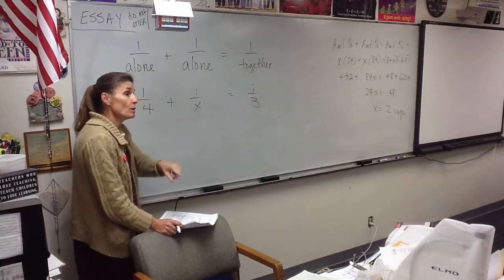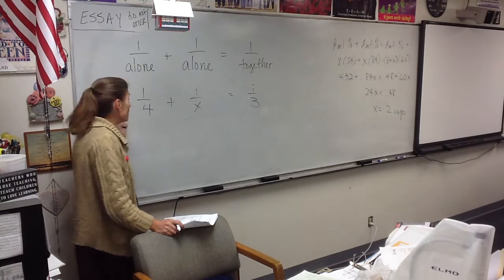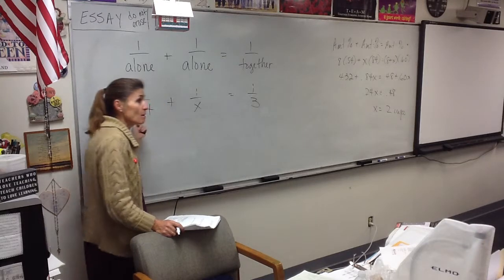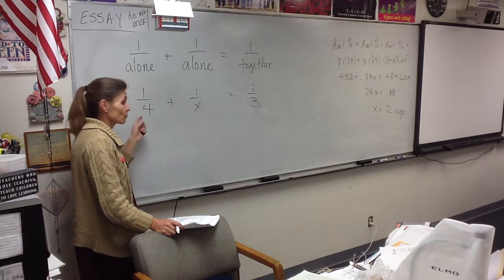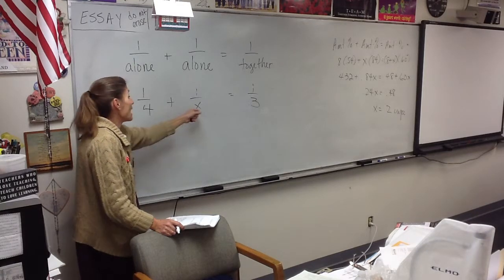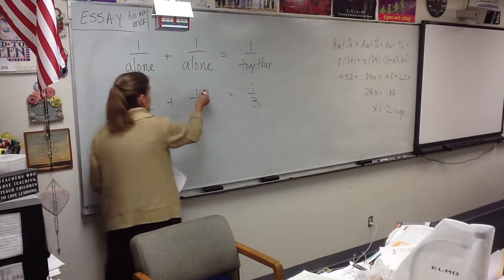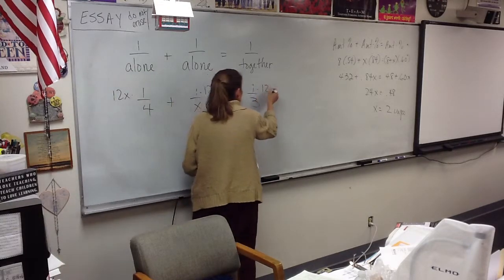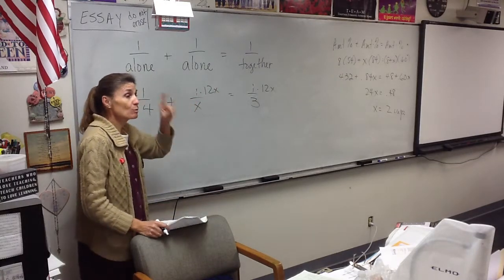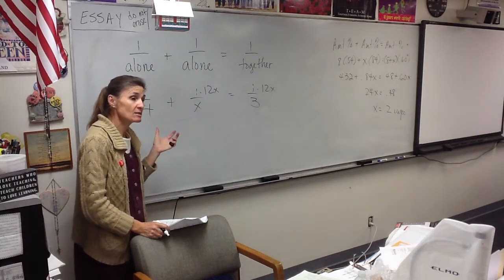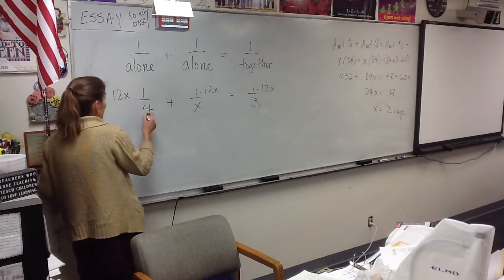You just took a quiz where you had to solve an equation like that. What am I going to multiply by that will make all the denominators cancel out? 3 and 4 and x. So I'm going to multiply everything by 12x. And the reason I do that is so that I can cancel out all the fractions. So what do I have left here?